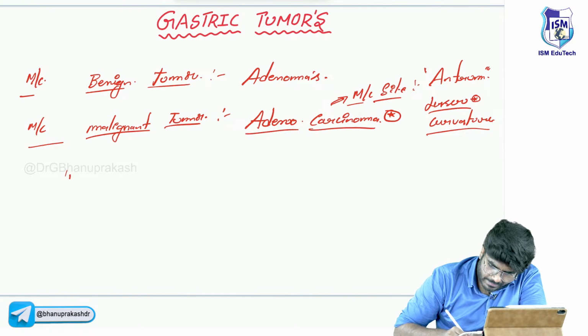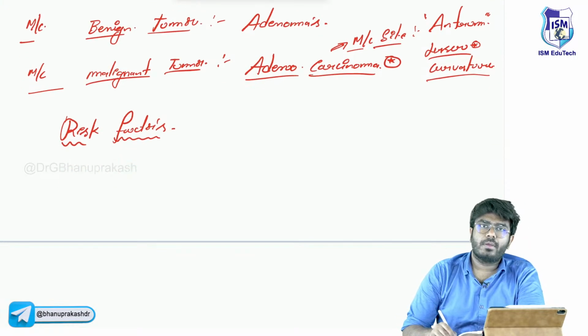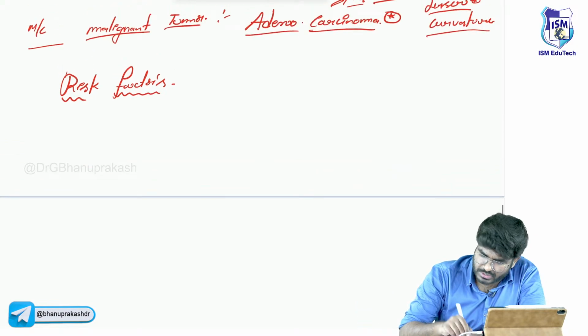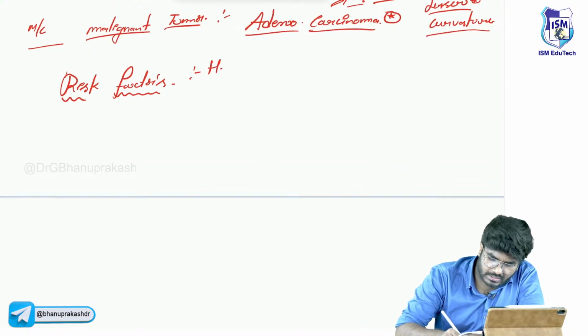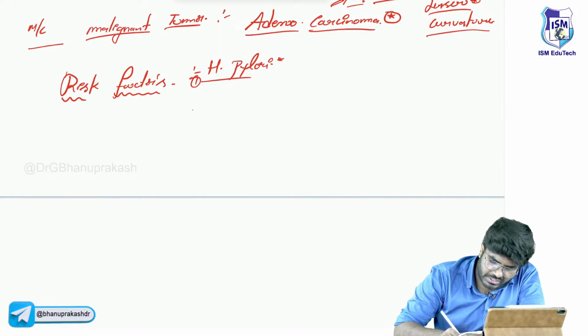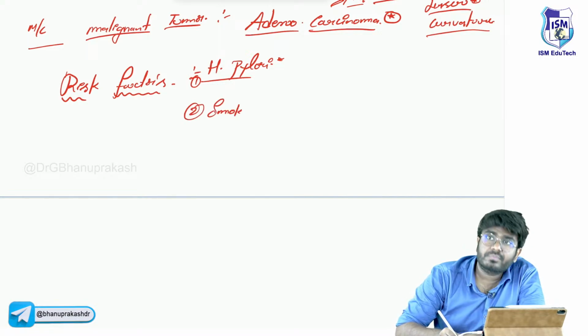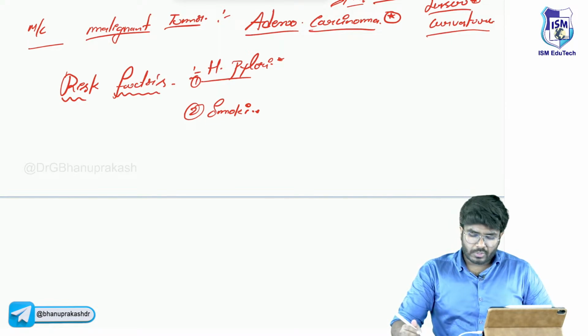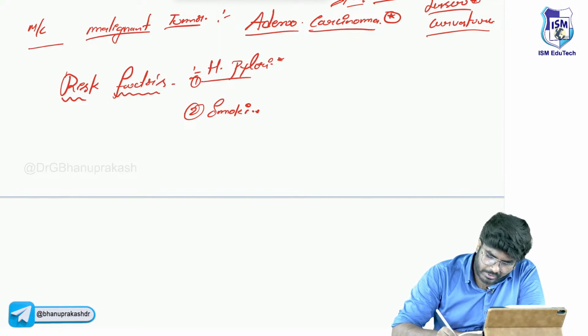What are the risk factors for developing gastric cancer? In which patients can stomach cancer develop? Those patients who have infection with Helicobacter pylori. This is the most important risk factor. Helicobacter pylori infection. Next is smoking. The patient has a habit of smoking.